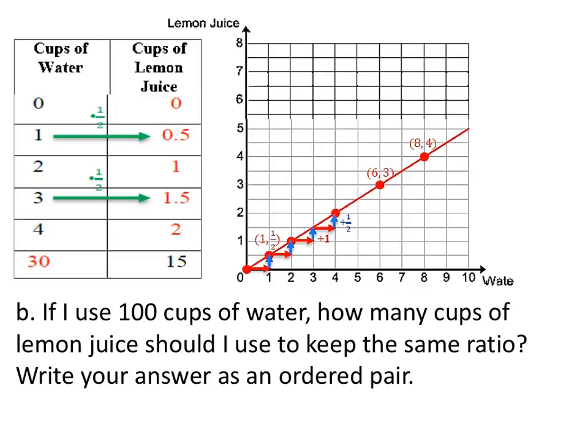If I use 100 cups of water, how many cups of lemon juice should I use to keep the same ratio? Go ahead and write your answer on this one as well. And there's your answer, 50 cups of lemon juice. They didn't label that, but they did write it as an ordered pair.